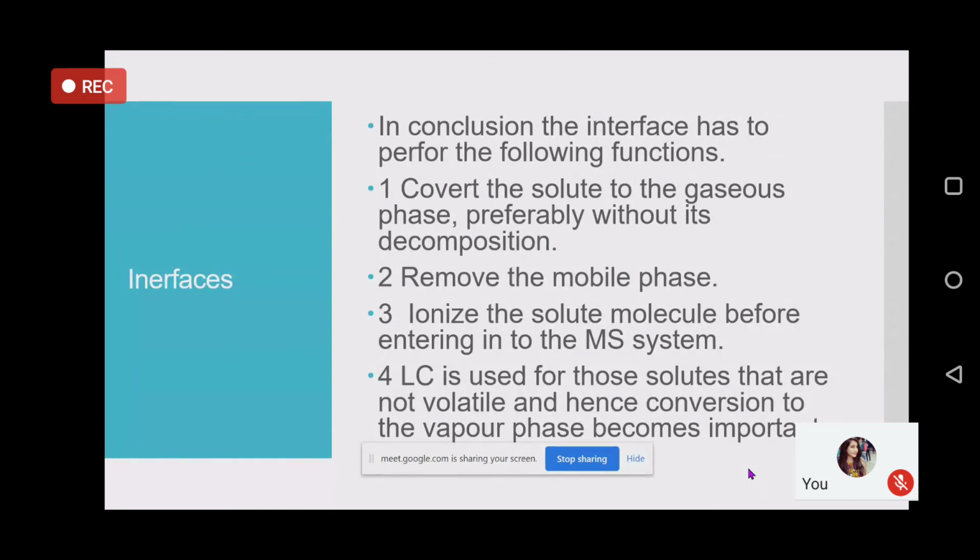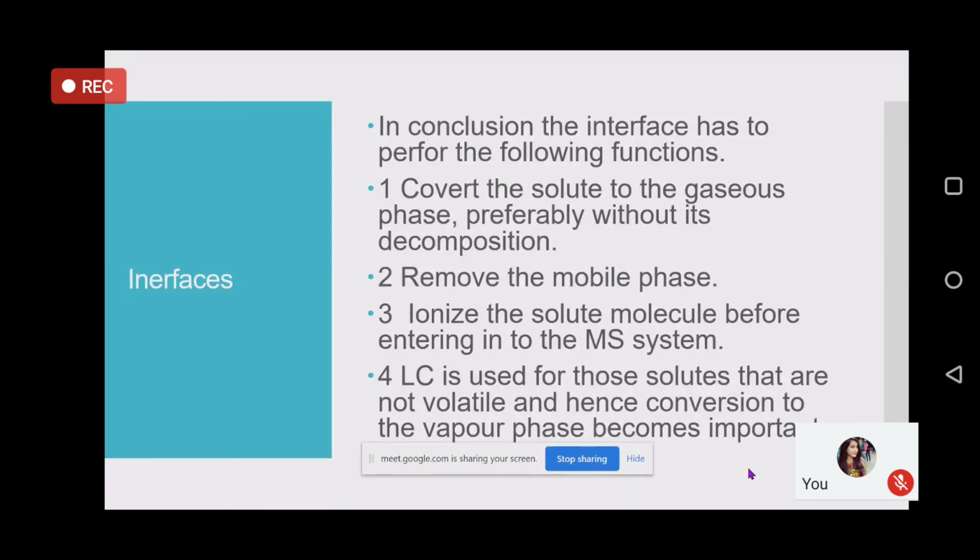And that is the more important point when you talk about the separators or the interfaces, that in a polar mobile phase, you encounter ionic salts because buffers are extensively used with a polar mobile phase in reverse phase chromatography. So, conversion of the solute to the gaseous phase, preferably without decomposition, is the first point. Then removal of the solvent or mobile phase, which may be polar or non-polar depending on the type of chromatography you are dealing with.